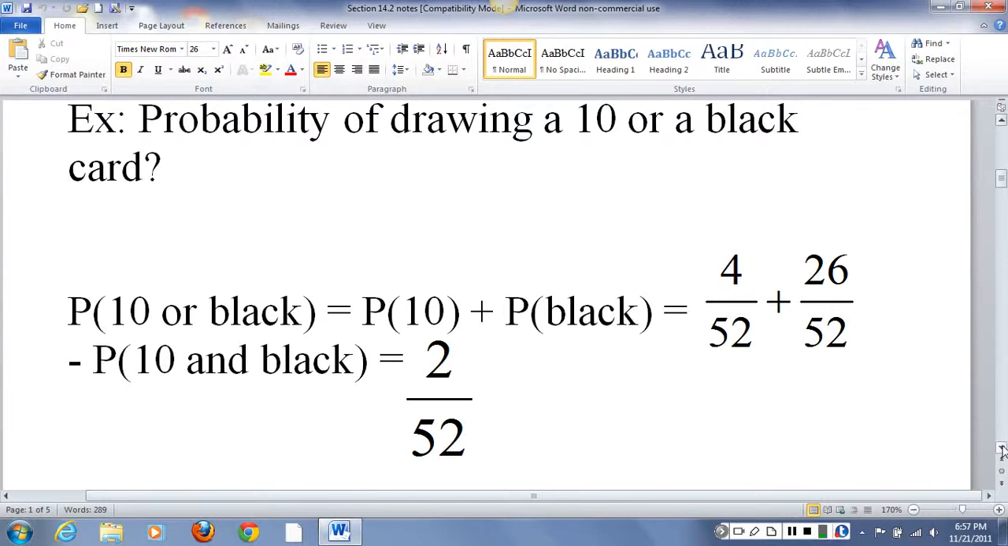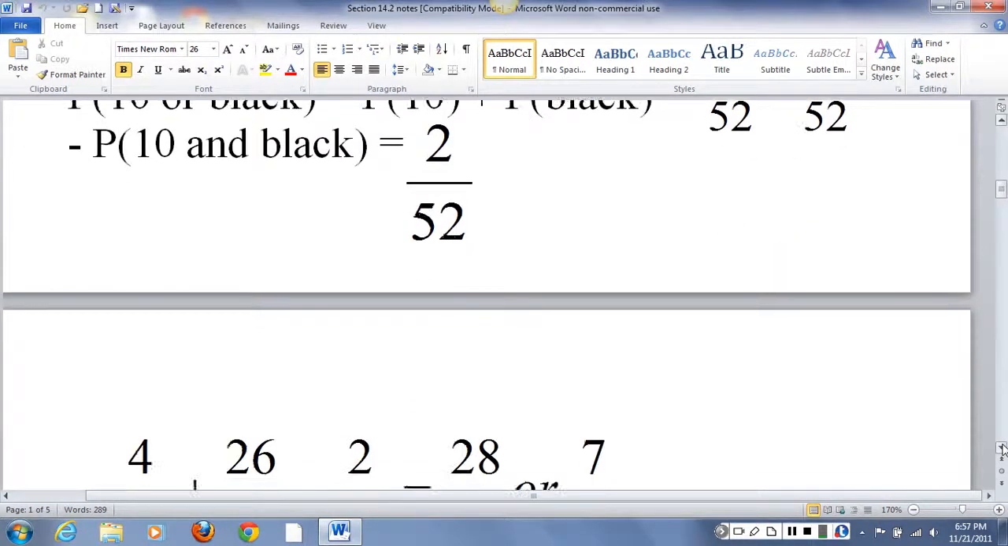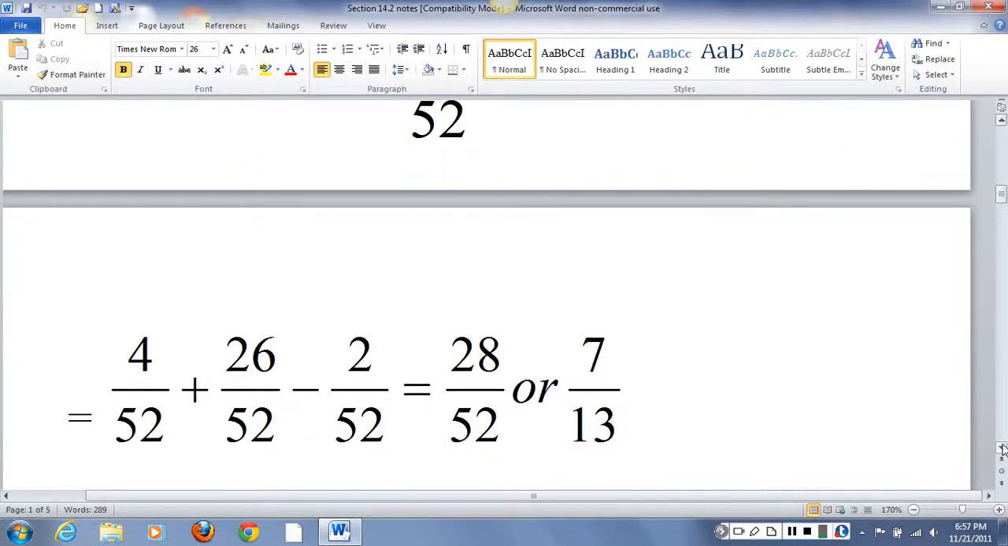Now, there's 2 of them in a deck. So that's considered the intersection. Which cards are 10 and black? So then to find the probability, we add the 2 individual probabilities, 4 out of 52 plus 26 out of 52, and then subtract the common element, which is 2 out of 52. Which gives me 28 out of 52, or if you want to reduce, it gives me 7 out of 13.